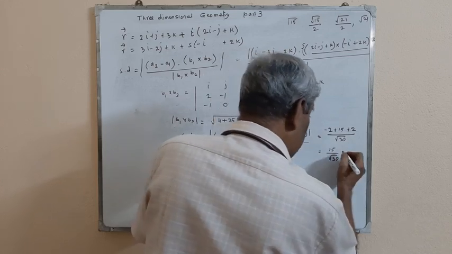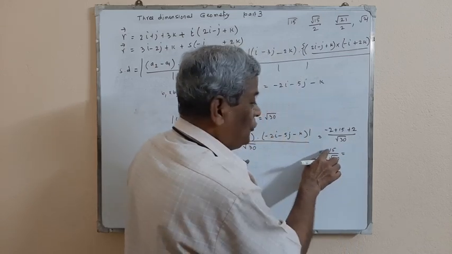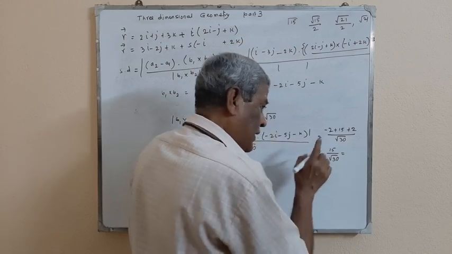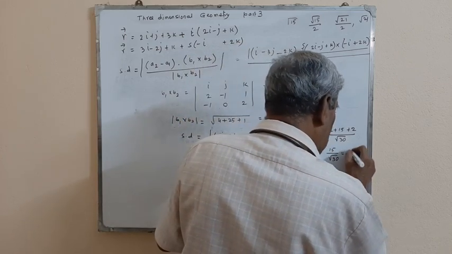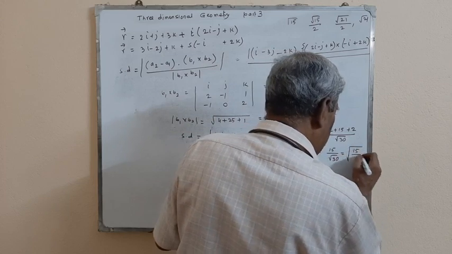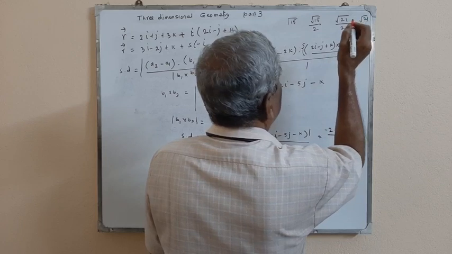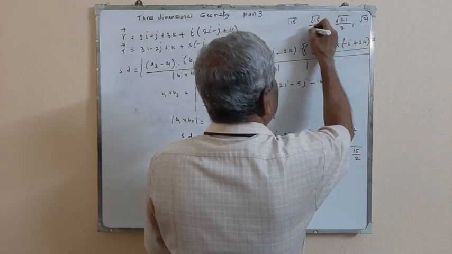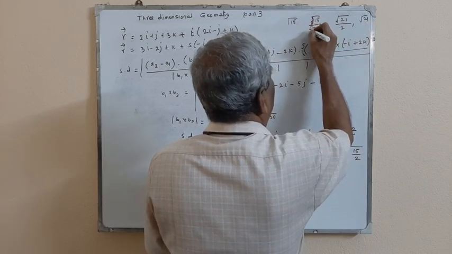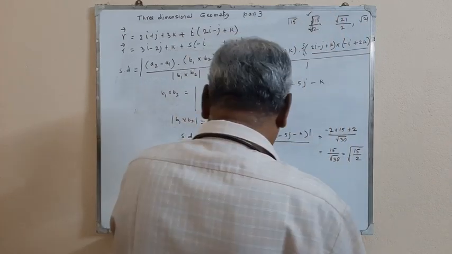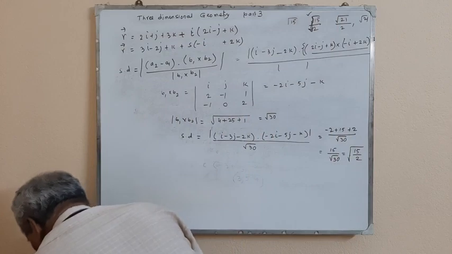This is equal to root 15 into root 15, and this is root 2 into root 15. Root 15 cancels, so that is root 15 by 2, within square root. Oh, sorry. I think this is root 15 by 2. Second option is that. Next.